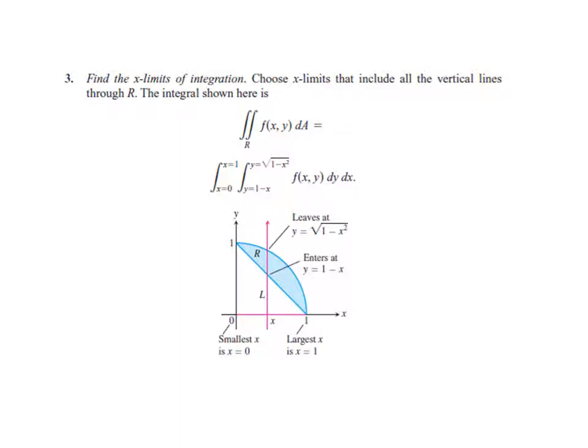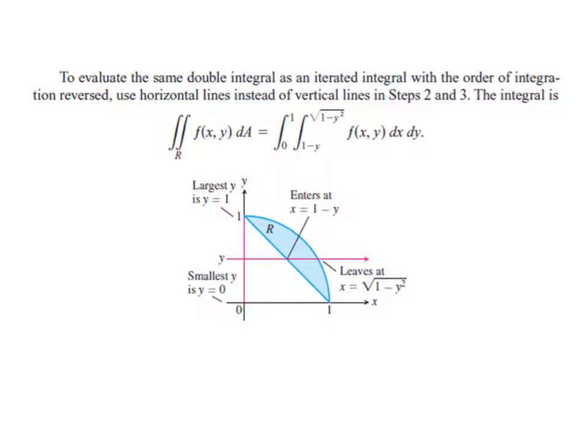Now if I consider horizontal strips, the horizontal strip enters at x plus y is equal to 1 and leaves at x square plus y square is equal to 1. Here it enters at x is equal to 1 minus y and leaves at x is equal to square root of 1 minus y square. Therefore the x limits are variable limits, 1 minus y and square root of 1 minus y square. The y limits are fixed, so y varies from 0 to 1 here.